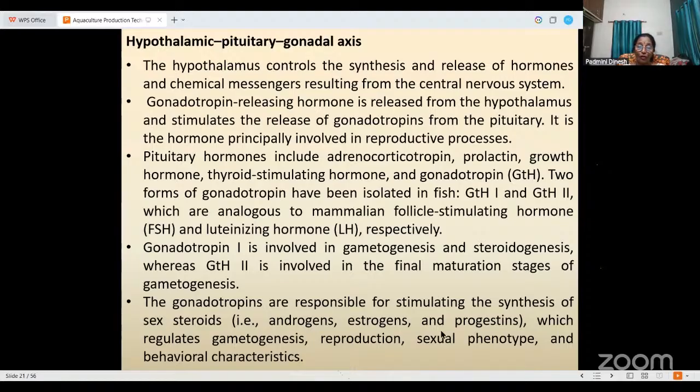So they are going to regulate gametogenesis. What is gametogenesis? Gameto is gametes, genesis is giving rise. That is called gametogenesis. They also regulate reproduction, phenotype, whether it is a male or a female, and behavioral characters. What are these behavioral characters? A male has a different character, a female has a different character. That is the behavioral characters which are taken care of by this gonadotrophin. So that is the hypothalamus, pituitary gland, and gonadal axis that we are talking about.